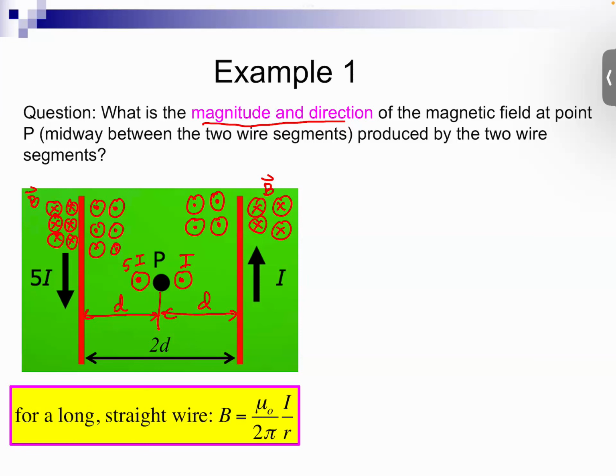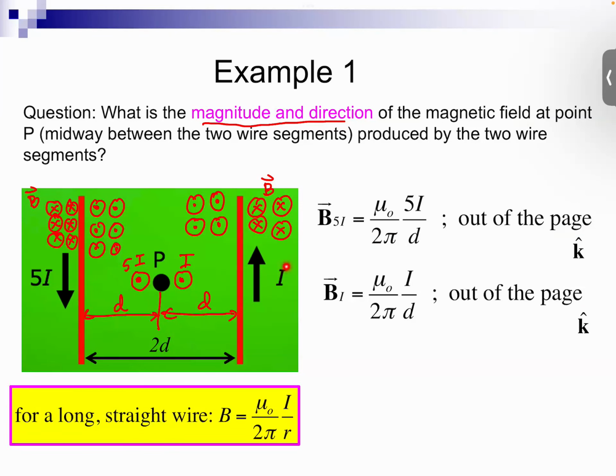For the magnitudes, simply use the equation for the magnetic field of a current-carrying wire. So you have mu naught over 2 pi. The current is 5I for the wire on the left. And r is the distance between the wire that's carrying the current and the point where you want to measure the magnetic field. So r is d in this case. And you have the direction that was determined from the right-hand rule.